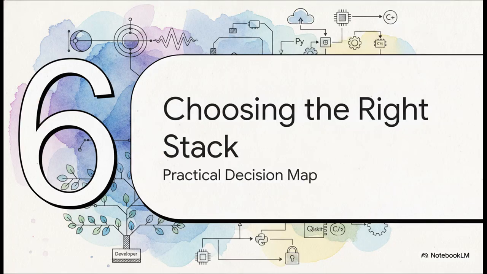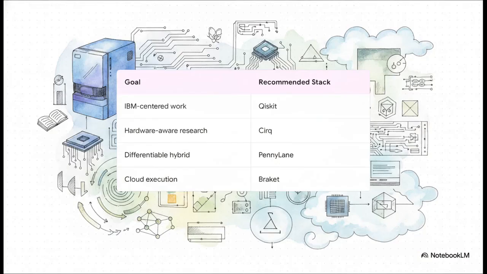Finally, Section 6, choosing the right stack. Let's see how all of this builds into a practical decision map. Let's rapid-fire map your specific goals directly to the recommended stack. If your center of gravity is IBM hardware, circuit transpilation, and you want strong educational resources, you start with Qiskit. If you're doing really granular hardware-aware circuit research that requires deep, low-level device control, Cirq is for sure your best fit. If your project relies on differentiable programming, quantum machine learning, or hybrid workflows, PennyLane is unmatched.